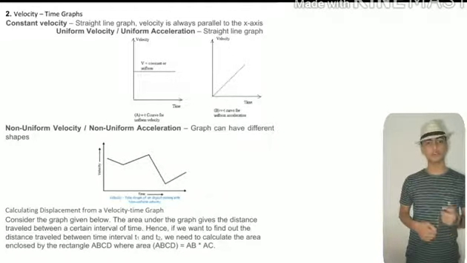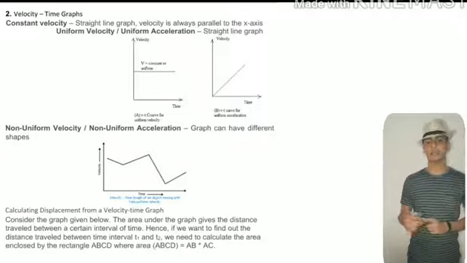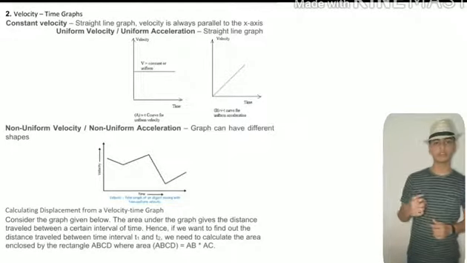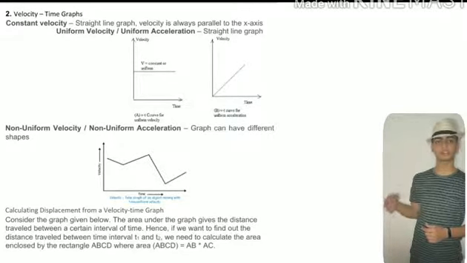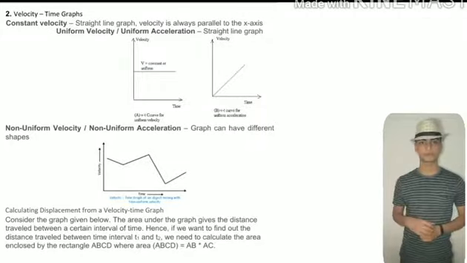The non-uniform velocity or non-uniform acceleration graph can have different shapes. This graph is also plotted between v and t. Here the graph is in non-uniform velocity, and its shape is continuously changing, as we have seen in the graph for non-uniform motion.